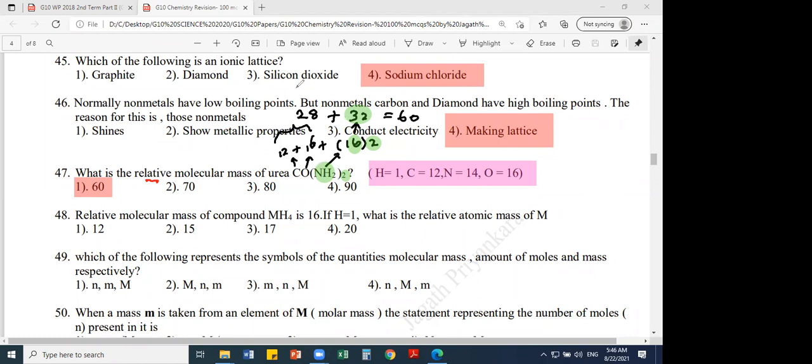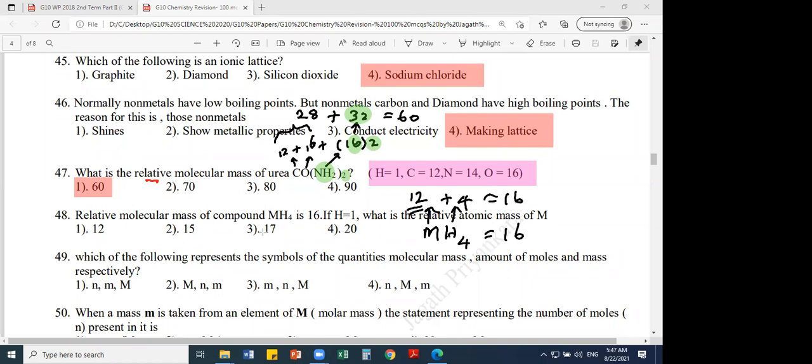Answer is first. Because the total here, MH4, is 16. So M plus H4, where M is unknown. Then 4 plus what is 16? 4 plus 12. So the answer will be 12 here. 4 plus 12 will be 16. Right, so the answer is the first one for question number 48.